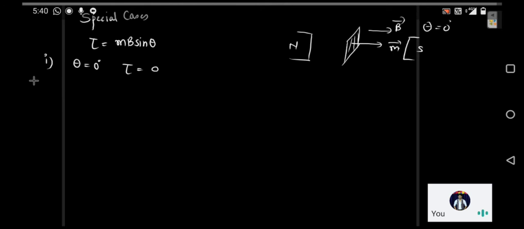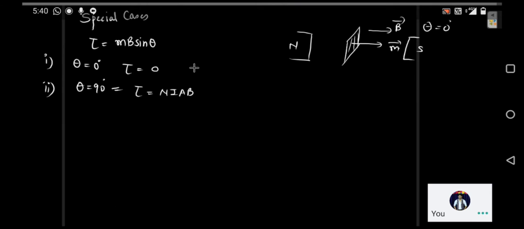If theta is equal to 90 degrees, what is going to be the torque in this case? The torque is going to be maximum. That is NIAB sine of 90, and sine of 90 will be 1.